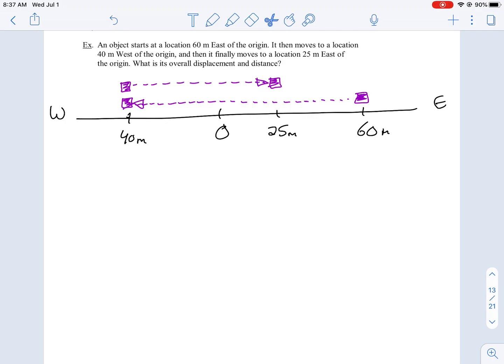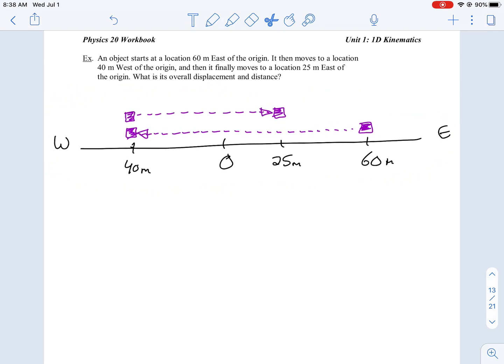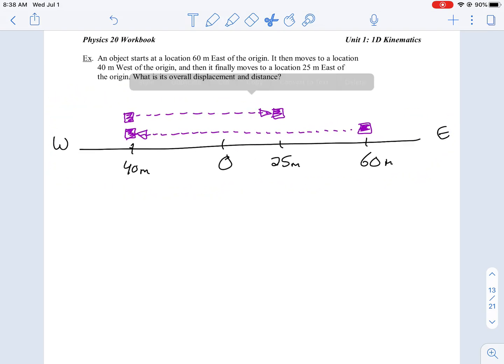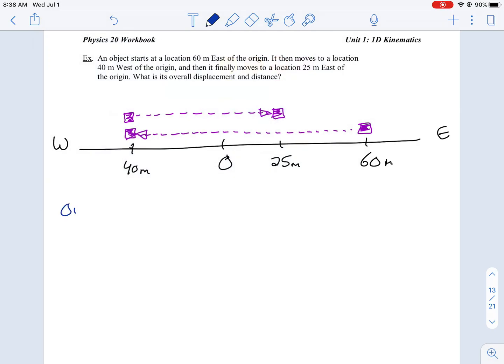Okay, bear with me, I'm just going to move this down a little bit. It's a little high for me. There we go. Okay, good. So this is a way we can actually represent the diagram. And our job is to find overall displacement, overall distance. Let's start with displacement. So overall displacement.